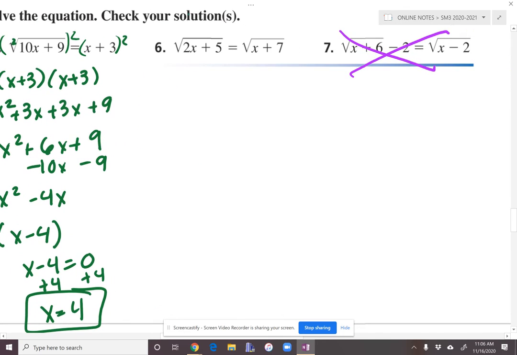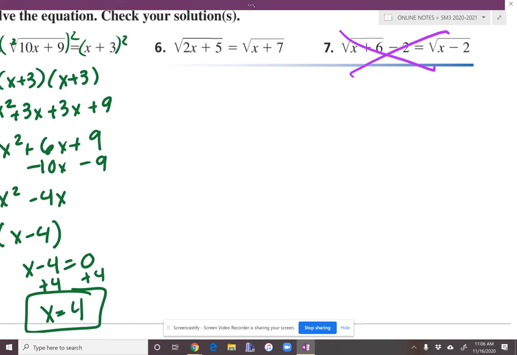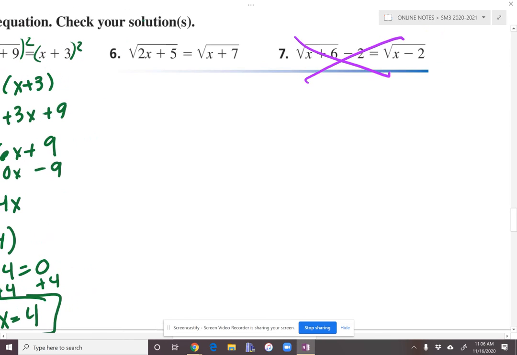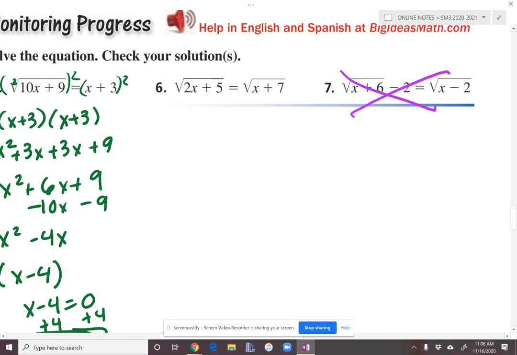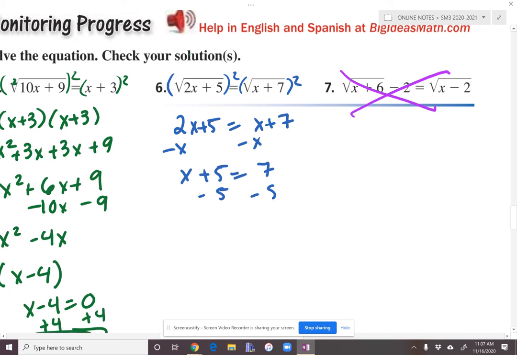Okay. And then number 6, we do the same thing. These ones are nice because when you have the roots on both sides, they're both square roots. So I'm going to square them both, and I get 2x plus 5 equals x plus 7. I'm going to move the x over. I get x plus 5 equals 7, minus 5, and I get x equals 2. And I'm going to plug it back in to make sure it works. 2 times 2 is 4, plus 5 is 9, so I get the square root of 9 on one side, and 2 plus 7 is 9. I get the square root of 9 on the other side.